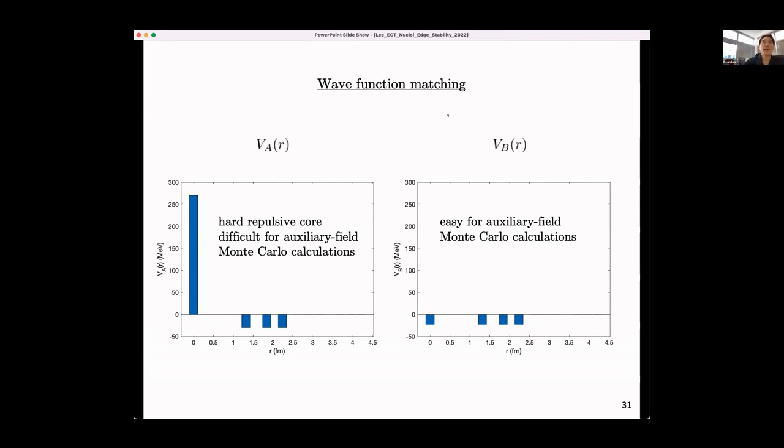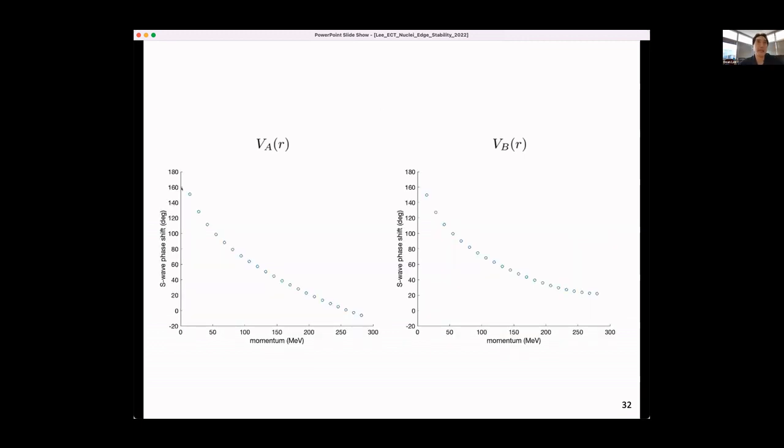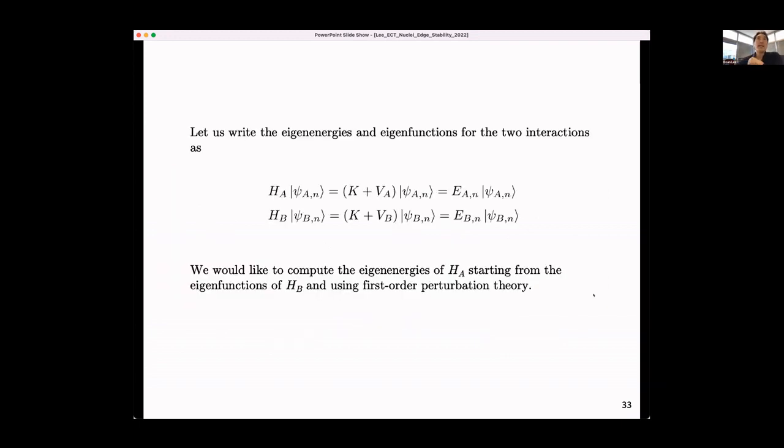Okay, so if I now compare the phase shifts for VA and VB, at low energies, they look kind of the same. You can't really resolve them, but you see at high momenta, VA is different because it crosses zero and it becomes repulsive, whereas VB never crosses zero. It's a soft interaction that is attractive all the way through. Okay, but now let's try to use perturbation theory anyways, even though these guys look quite a bit different from each other. So let's write the eigenenergies and eigenfunctions for the two interactions.